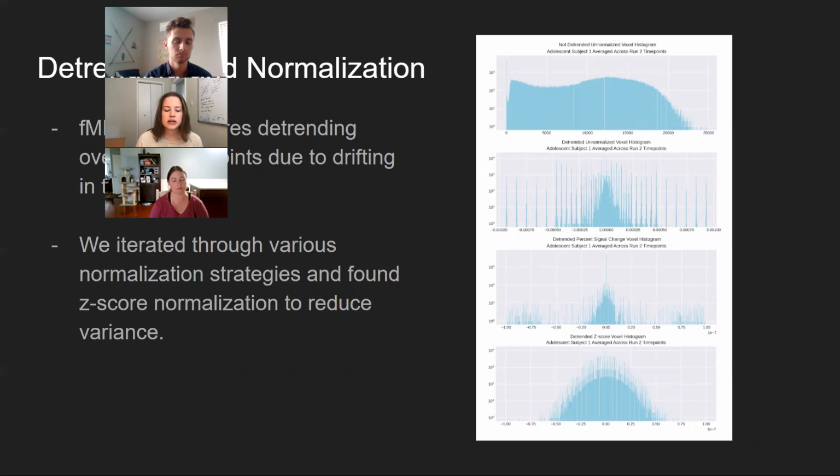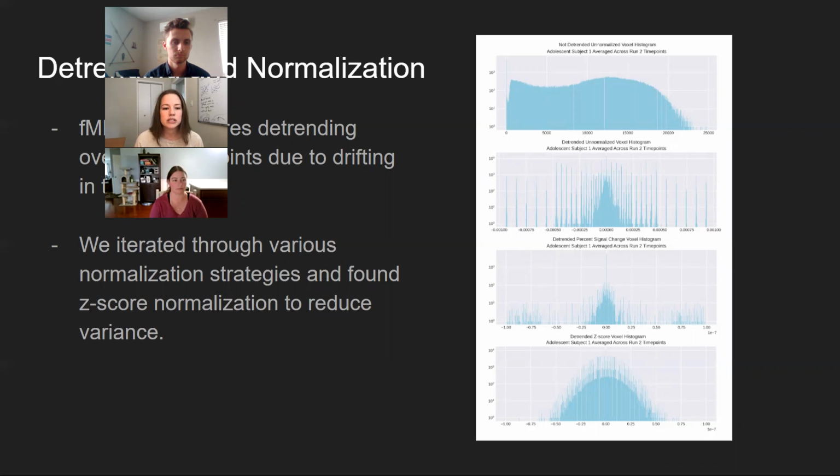We also wanted to look at our data and make sure it would be appropriate and produce the results that we wanted when we ran it through the classifier. So we read about data drift in fMRI time series. The first plot shows that the data does not have any really normal distribution when it's not detrended and unnormalized. When we apply the detrending to the data, and it's still unnormalized, we can see that the variance is better, but there's still more noise in the data.